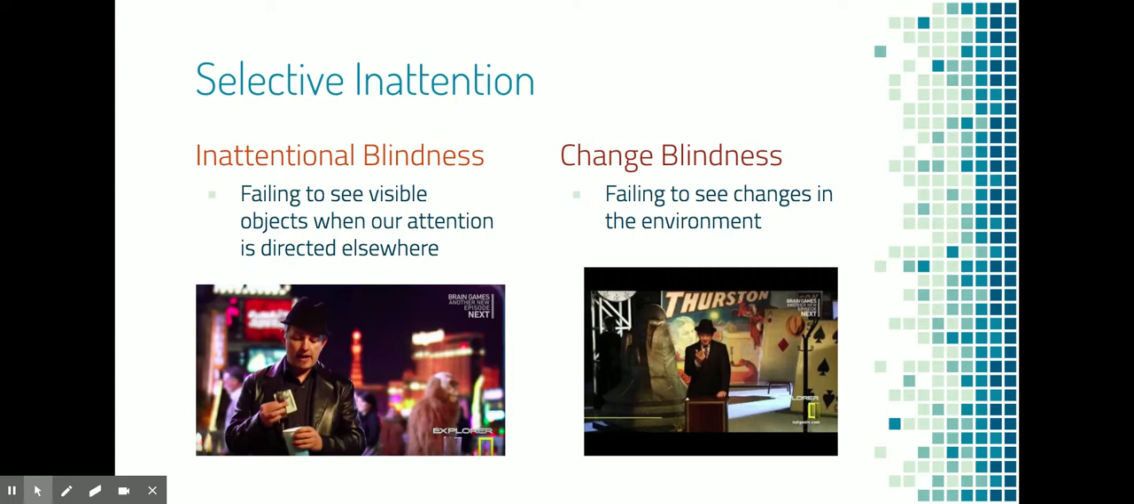And then last is something called change blindness, where we literally fail to see changes in the environment. So inattentional blindness is visible objects. Change blindness is failing to see change in the environment. And I'll show you videos that describe both of these in class. And I think it'll be a little bit more clear there.